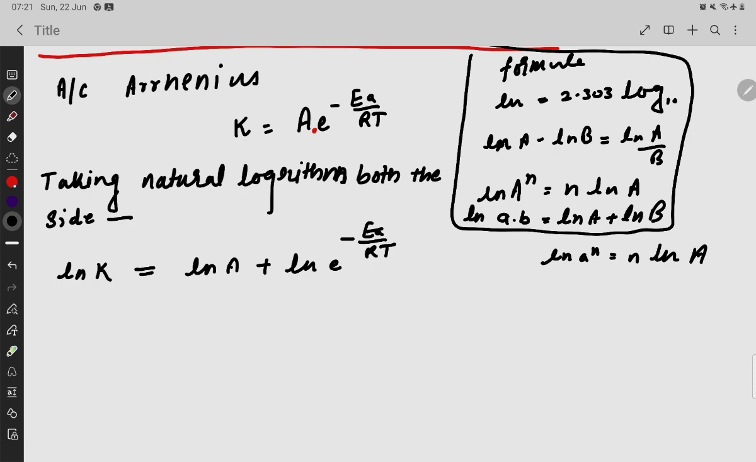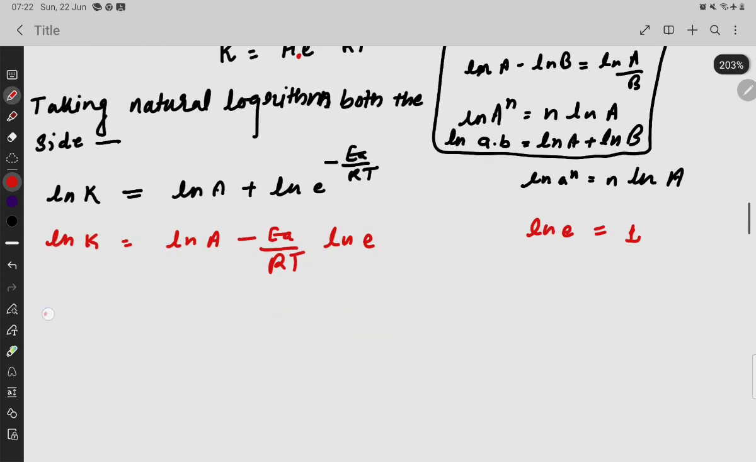So what we are going to do, student, is simplify this one. ln k is equal to ln A minus Ea upon RT ln e, and ln e is equal to what, student? 1. So what we can write, student? ln k is equal to ln A minus Ea upon RT.